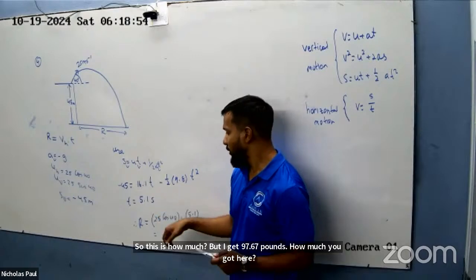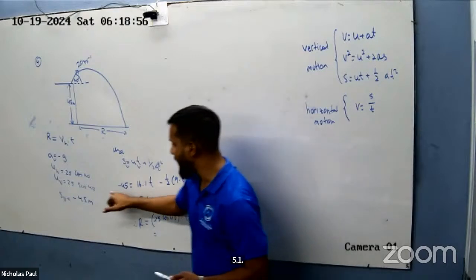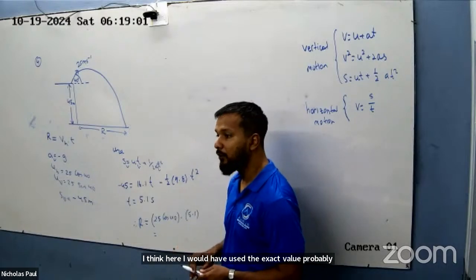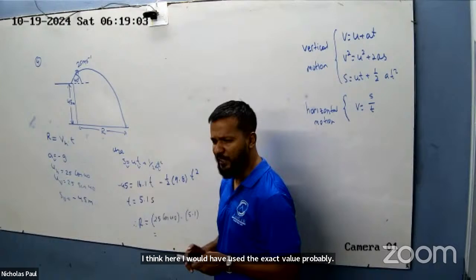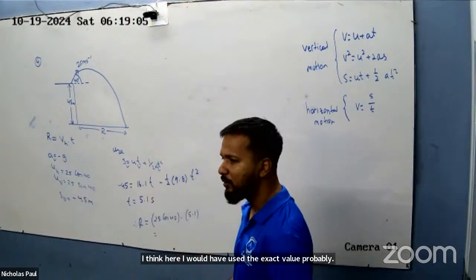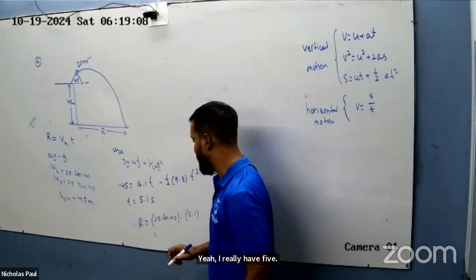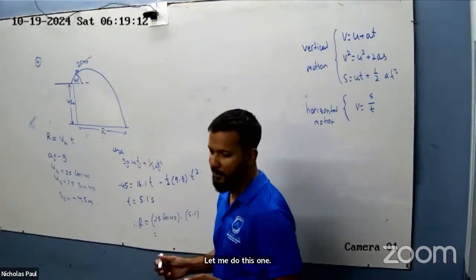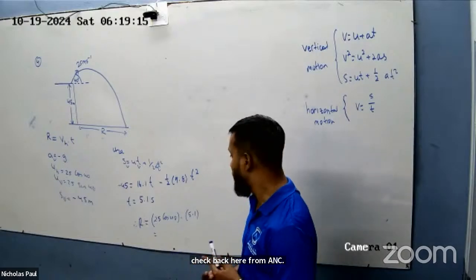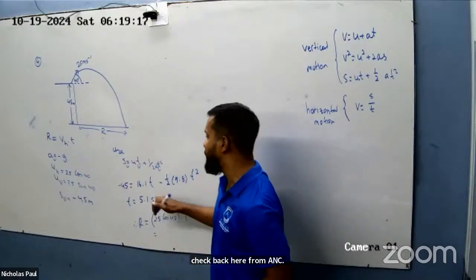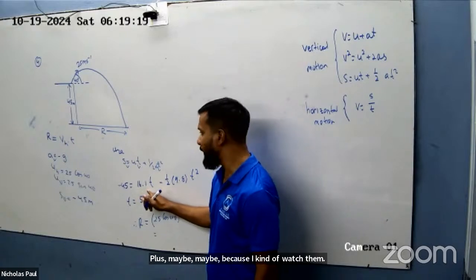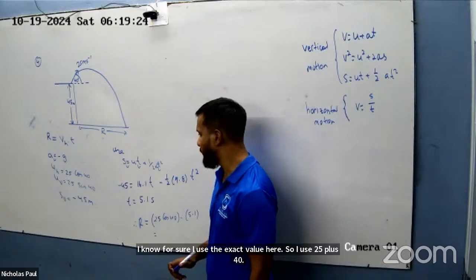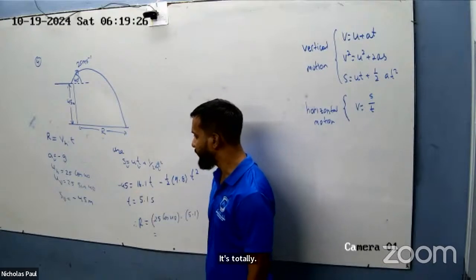5.1. I think here I would have used the exact value probably. Work it out. Within our range, I find 120. Let me check back here and see. Maybe I rushed it myself, but I know for sure I used the exact value here. So I use 25 cos 40. Sorry, 25 sine 40.